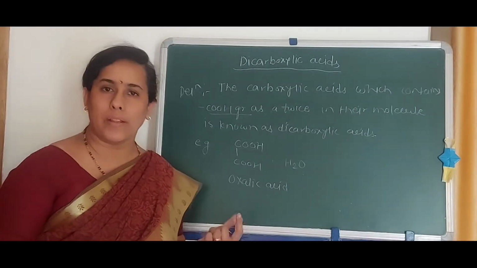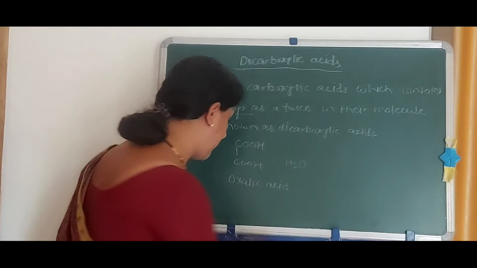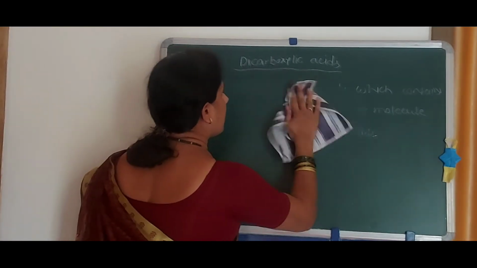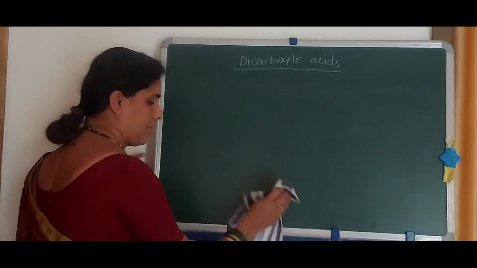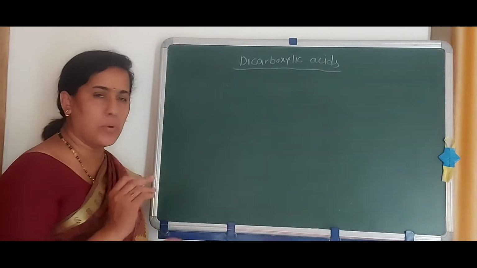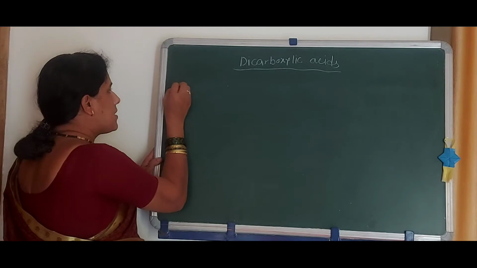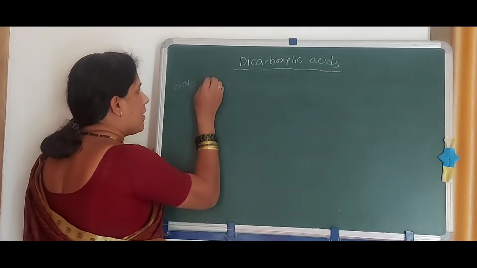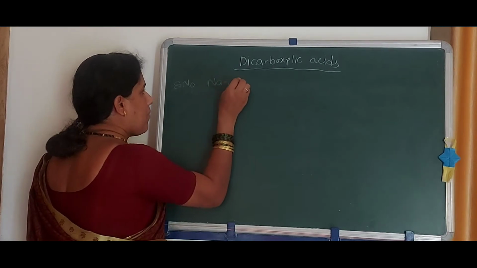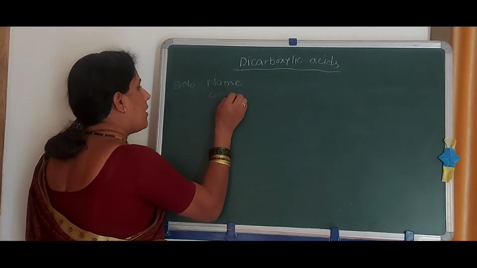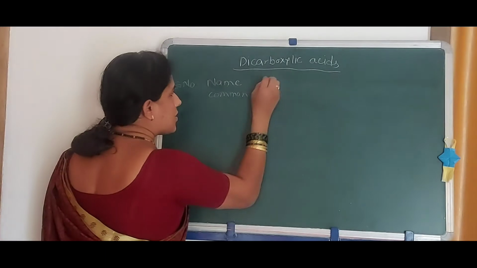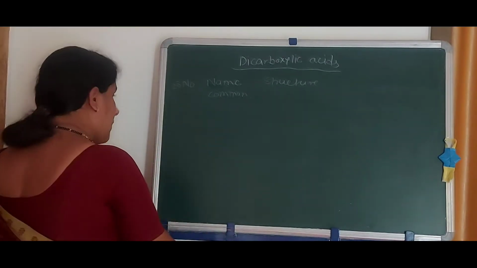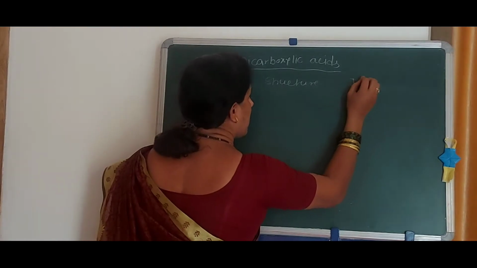Now in the next part we are going to discuss examples of these dicarboxylic acids along with their common names and IUPAC names. Just see here. Now I am making some columns: serial number, name, that is the common name, then structure, then its IUPAC name.